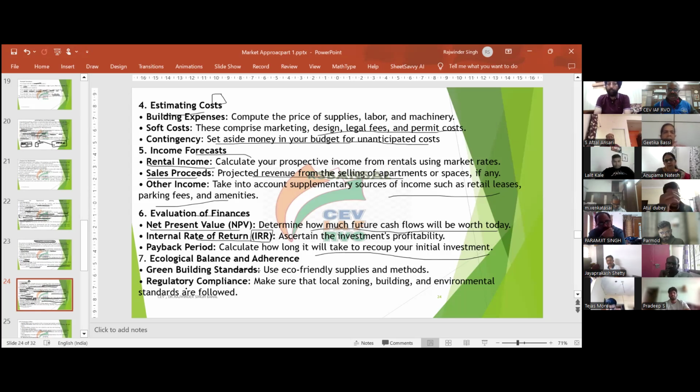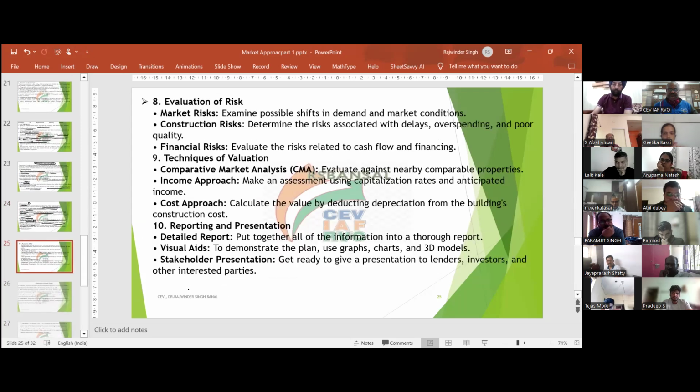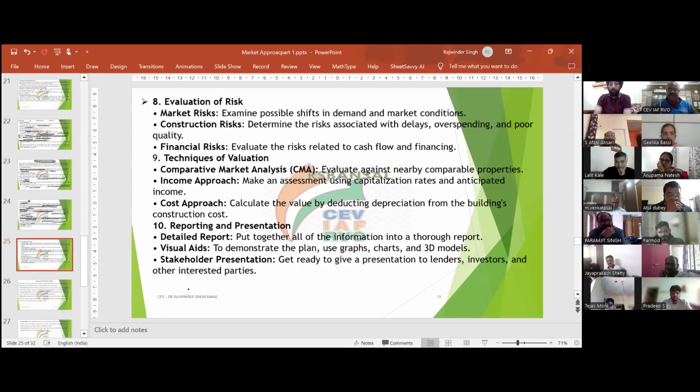hypothetical building and hypothetical plotting, and what are the most important factors you have to keep in mind while doing valuation based upon hypothetical plotting and hypothetical building scheme. Then you have to do valuation of risk, as we did yesterday, the CAPM model.